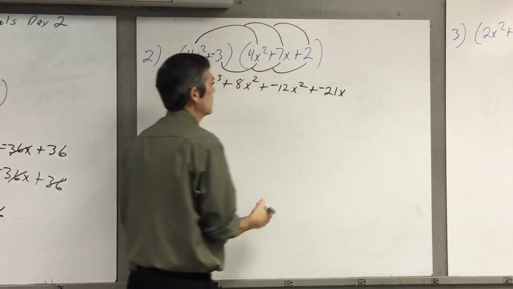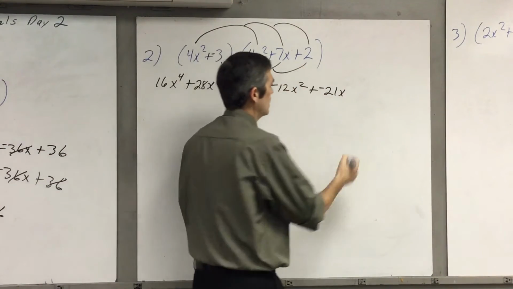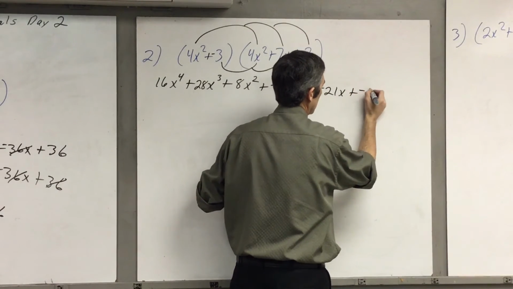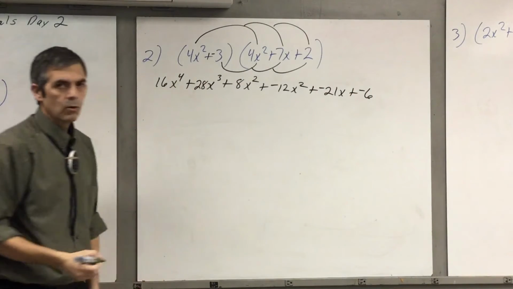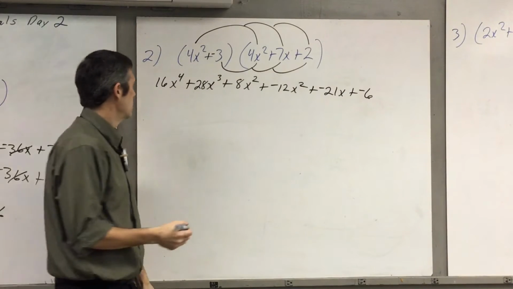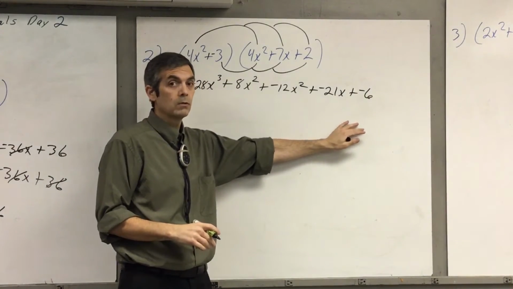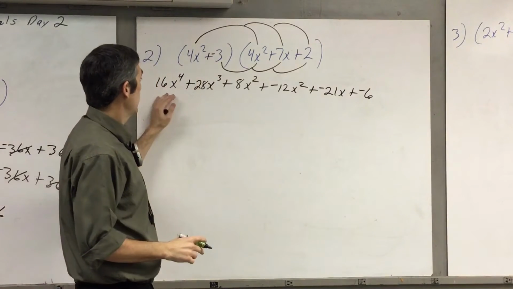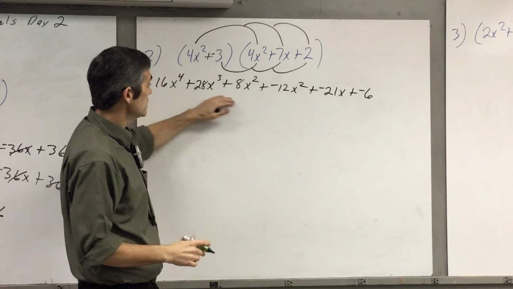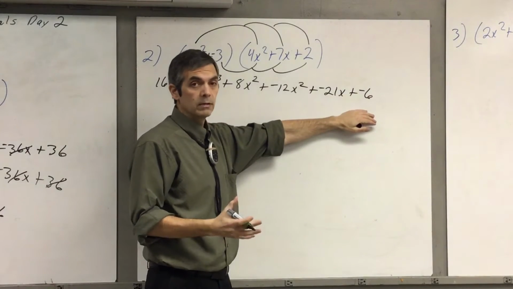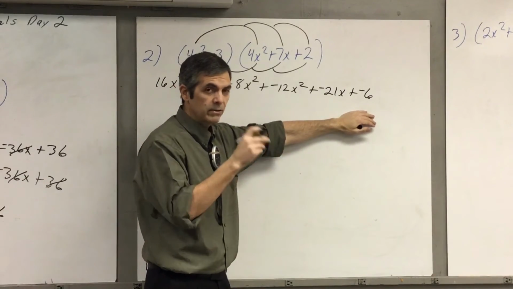21x. Okay? Negative 3 times 2 plus negative 6. Now go in and combine your like terms. Well, the like terms worked out kind of nice because they're already in order with the way that I did it. But go in and check, make sure they're in order, readjust them if you need. And then combine your like terms.